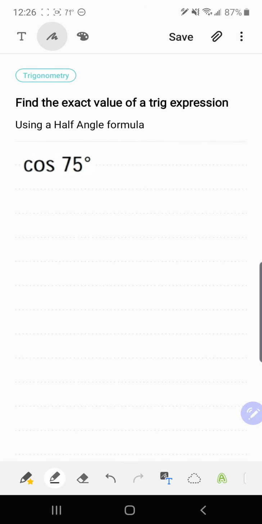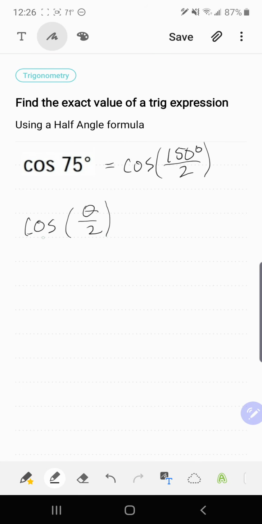Alright, in this example, we're going to see if we can find the exact value of the given trig expression, and this time using a half angle formula. Now, what I notice is I'm trying to find the cosine of 75 degrees. 75 is not a unit circle angle, but I notice if I double 75, I get 150, which is a unit circle angle. So I can rewrite this expression as cosine of 150 degrees over 2, because that's equivalent to 75. And this is going to be cosine of theta over 2.